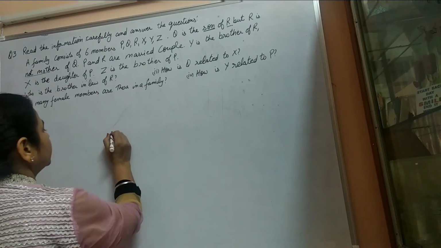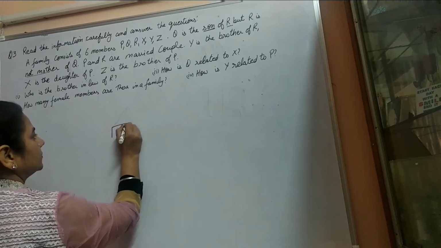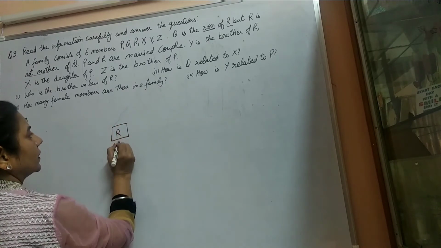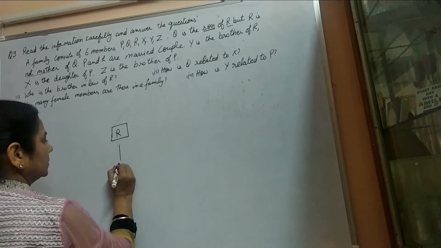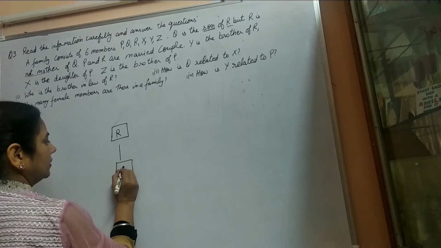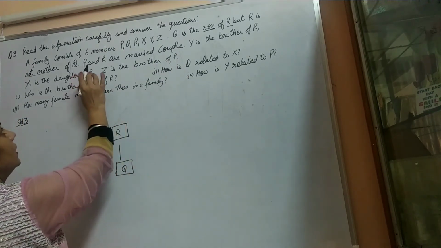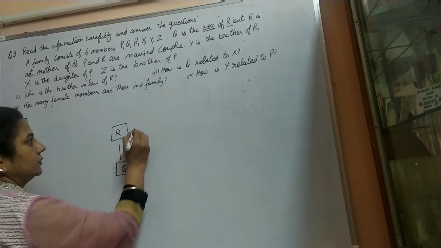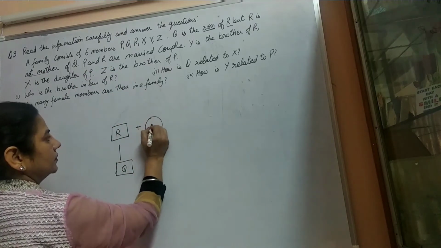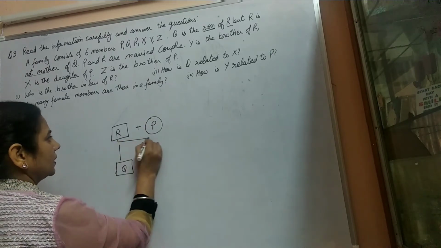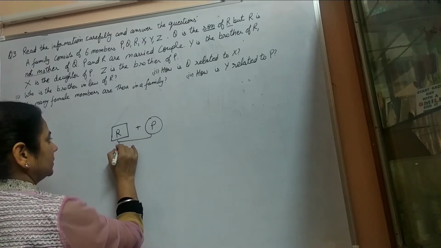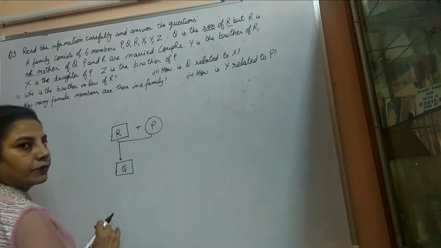So let us start with this. R is a male character. Q is a son of R. Again, male character. P and R are a married couple. That means if they are married, P is a wife of R. They have a son Q.